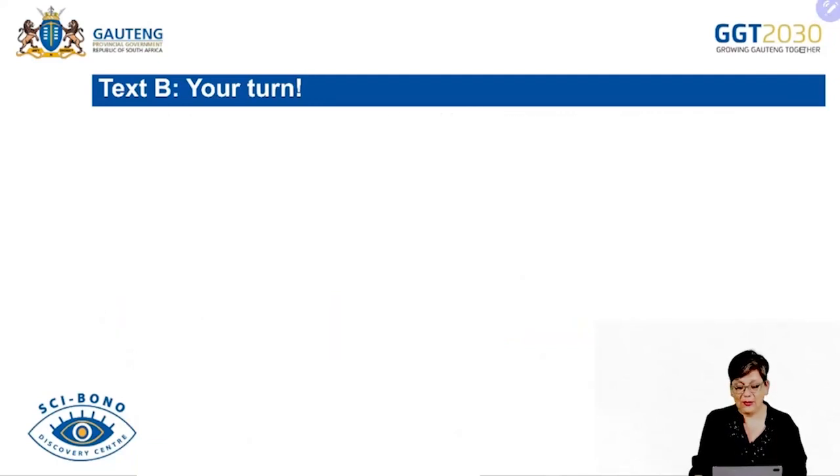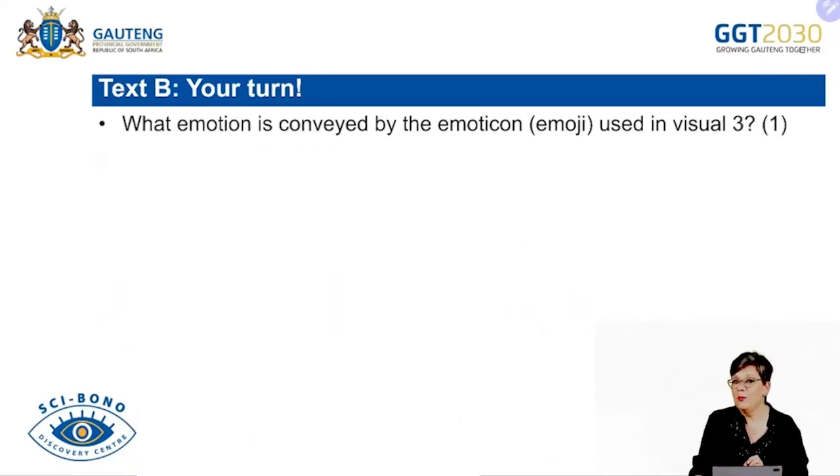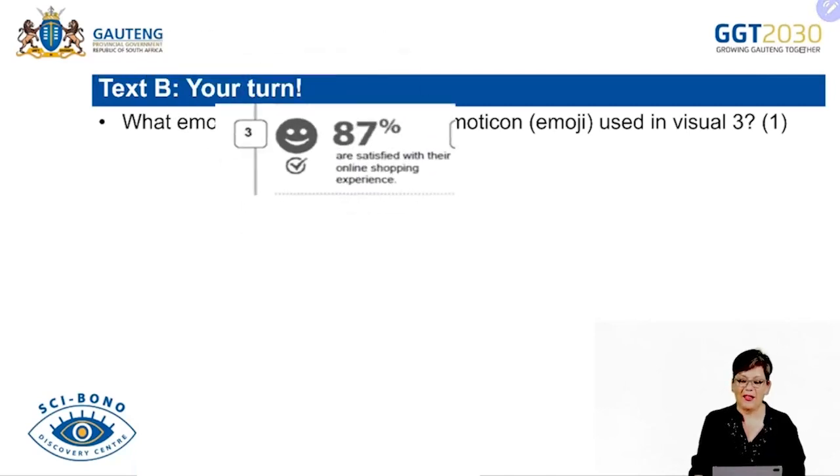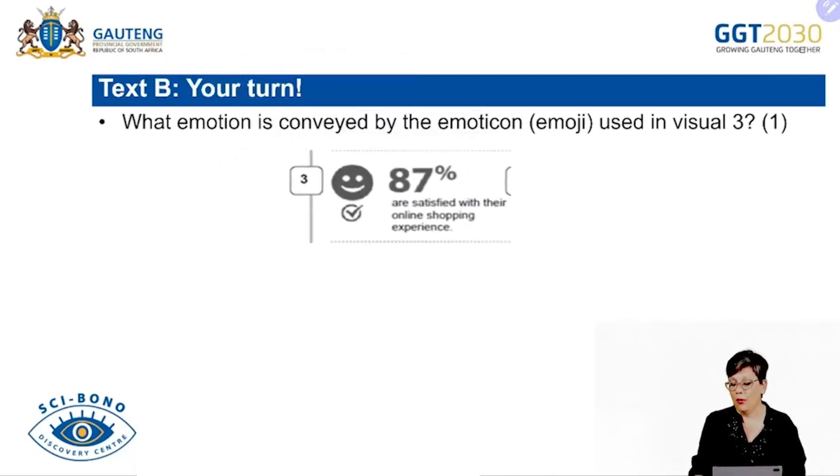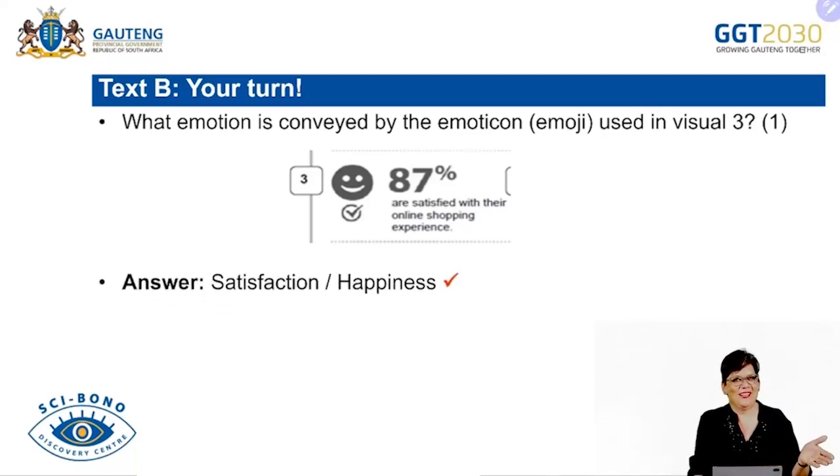Now, let's look at the next one. What emotion is conveyed by the emoticon or the emoji used in visual 3? What I've done is I've included for you here a little number 3, and we have a little face there, and I want to know what is the emotion. And it's actually very easy, hey? If you just look at the words as well, you'll see, absolutely, it's an easy one. Satisfaction or happiness. That's the emotion we're looking for.